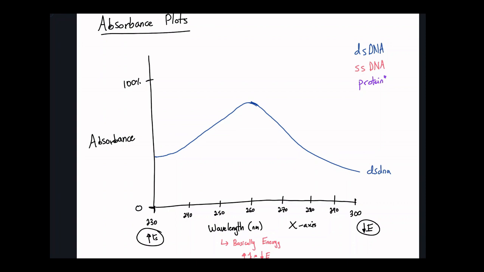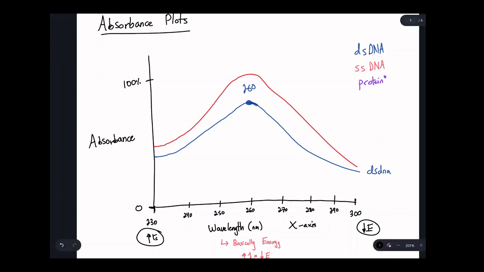And we can see that around 260 here is a peak. And that peak tells us that this is the highest amount of absorbance that we're going to see from double-stranded DNA. It likes to absorb that energy. What's interesting is that single-stranded DNA has a similar trend. It's just a little bit higher in absorbance. And these are approximate lines, by the way. But protein is very interesting, right? So for single-stranded DNA, I should just wrap up that it's a little bit better at absorbing, but it still has a peak absorbance at 260 nanometers.